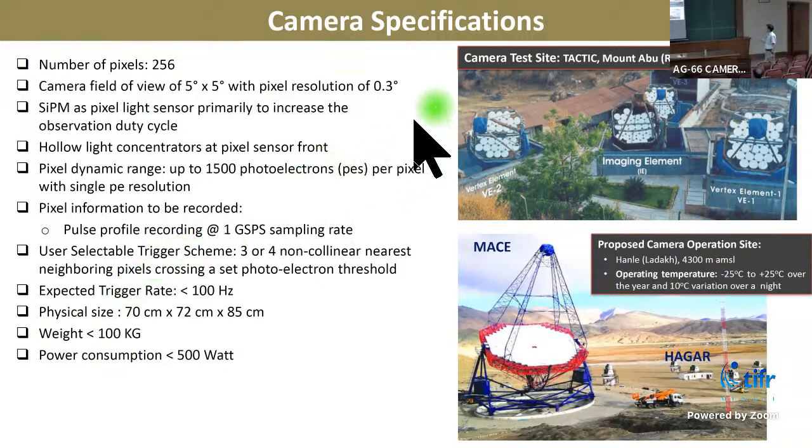Eventually, the camera will be tested at one of the elements of the TACTIC telescope array at Mount Abu. And finally, after a satisfactory performance test, the camera will be moved to the HAGAR site at Hanle, Leh Ladakh.